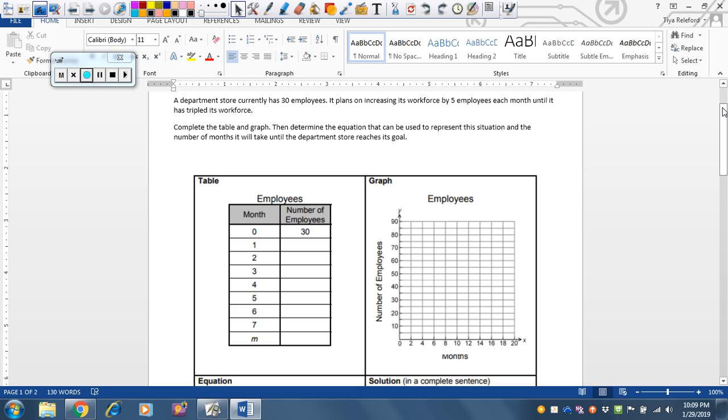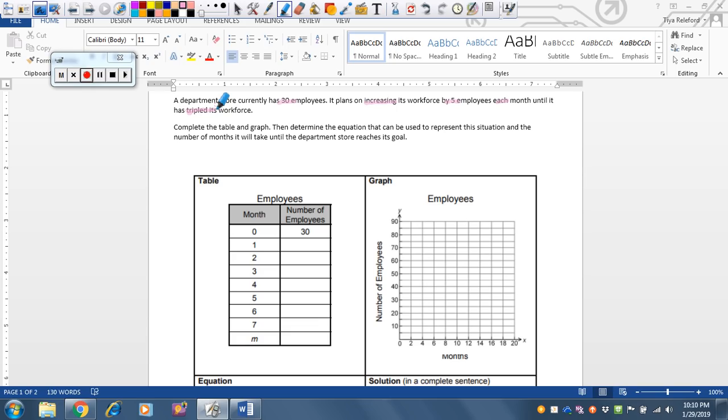So our notes say a department store currently has 30 employees. It plans on increasing its workforce by 5 employees each month until it has tripled its workforce. So we have a store. A department store is like Macy's or Dillard's or JCPenney, where it has a bunch of different kinds of things in it. It has 30 employees and it wants to increase its workforce. So if we're increasing, we are getting more employees. And they want to do it 5 people each month.